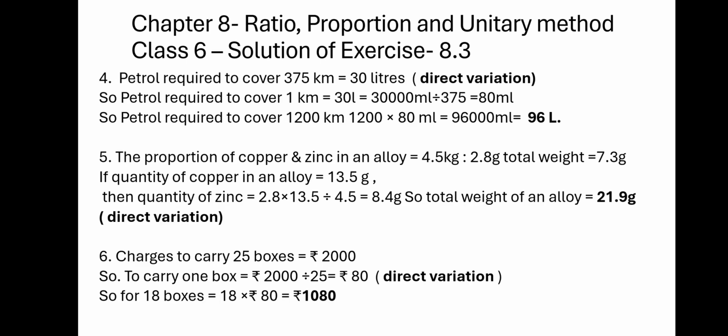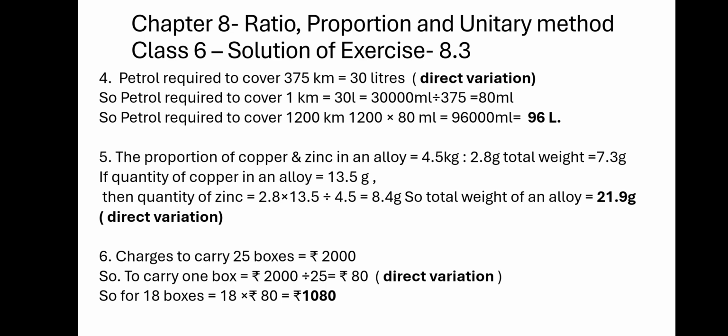Fourth, the petrol required to cover 375 km is equal to 30 liters, direct variation. So the petrol required to cover 1 kilometer is equal to 30 liter, that is 30,000 milliliter divided by 375, that is 80 milliliter. So the petrol required to cover 1200 kilometer is equal to 1200 into 80 milliliter, that is 96,000 milliliter, which is 96 liter.